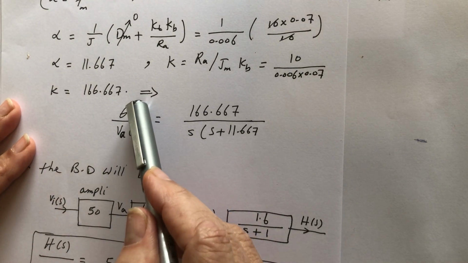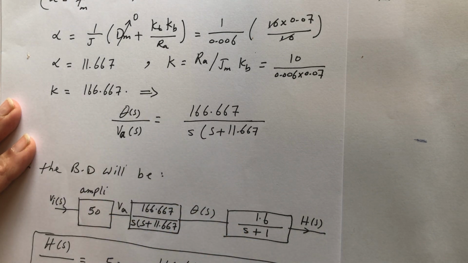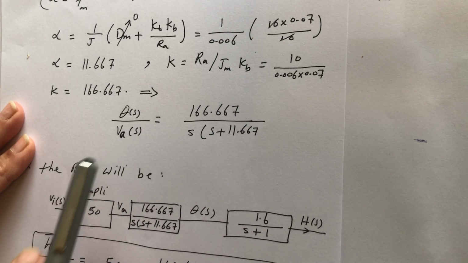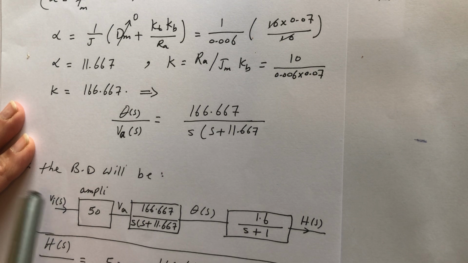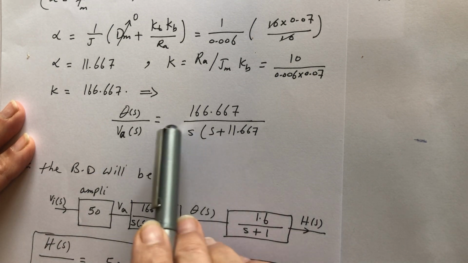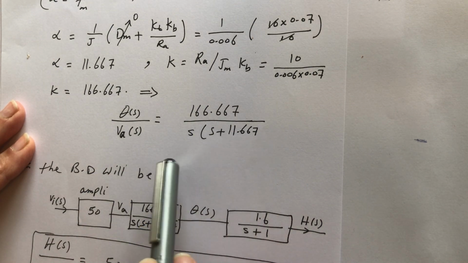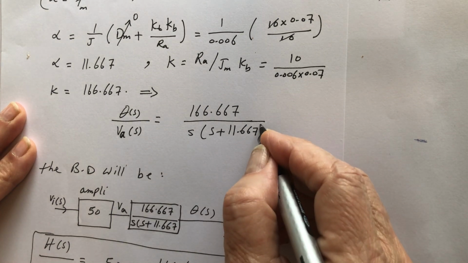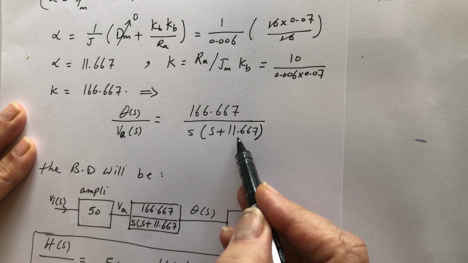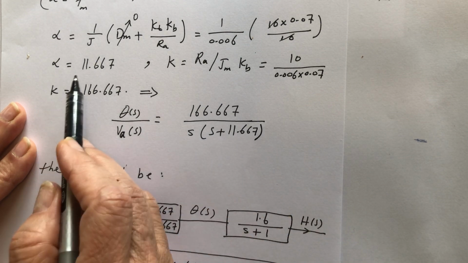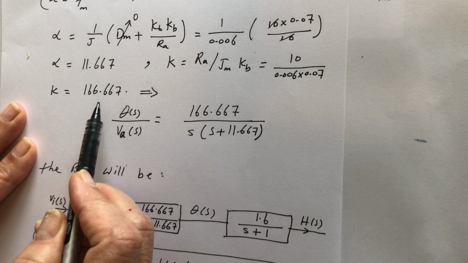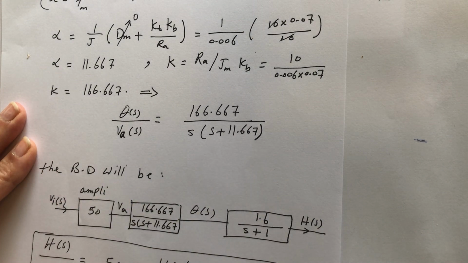So then theta of S, which is the output of the motor, the motion of the motor, over VA, which is the output from the amplifier, not Vn, VA after the amplifier, will be 166.667 over S times (S plus 11.67). That's alpha, and that's K. We find alpha 11.67 and K equal 166.667. So I'll find the whole transfer function.